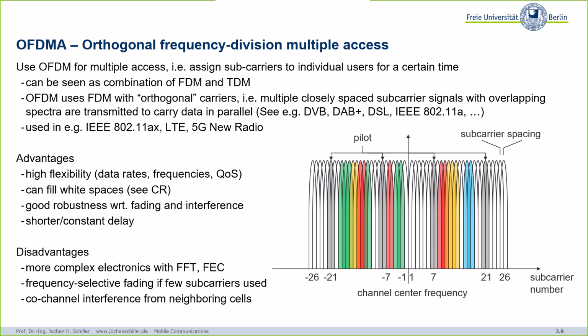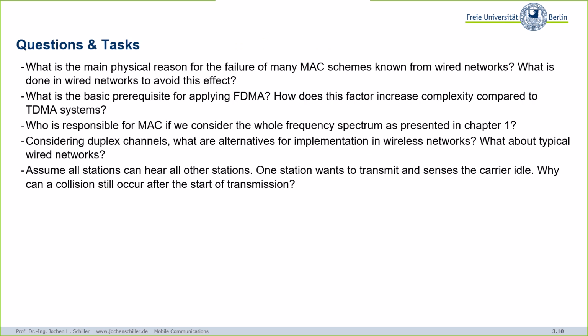Okay, so to the questions, and please again do ask whenever you want to ask anything. You have to know what is the main reason why the MAC schemes do not work, and why do they work in wired networks? Well, don't you have attenuation there as well? Why don't we have the problem in wired networks? Or do we have the problems?